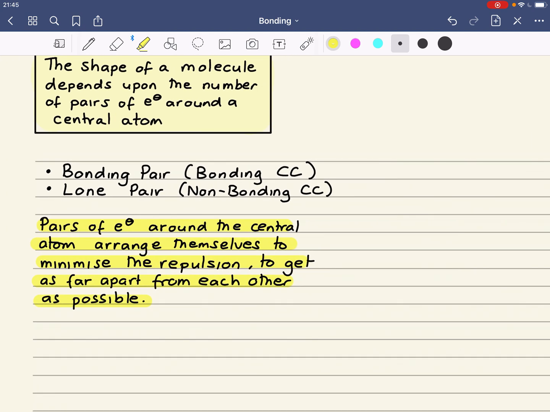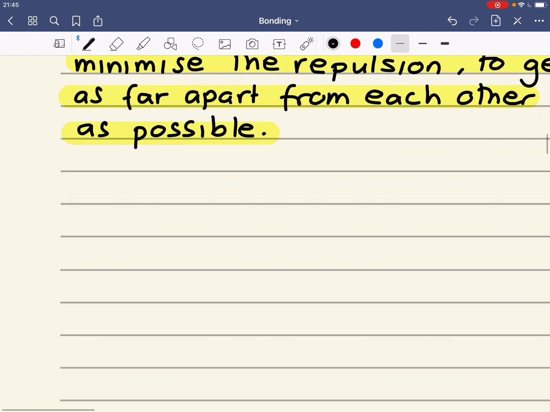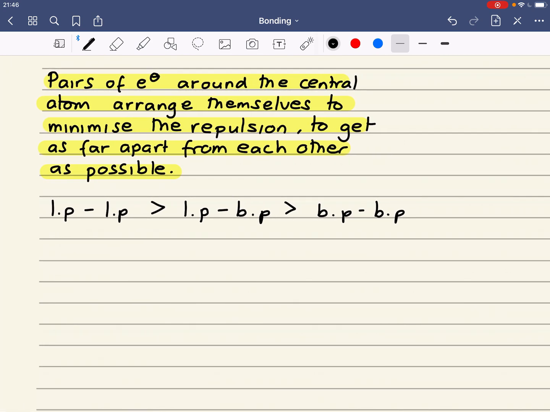Now, the repulsion between these pairs of electrons is not equal, and we do need to be aware that the maximum repulsion comes between two lone pairs. Lone pair repulsion is the greatest, and that is bigger than a lone pair bonding pair, which is bigger again than two bonding pairs. So two bonding pairs repel each other the least, then a bonding pair and a lone pair. The maximum repulsion is between two lone pairs, and this will affect the shape of the molecule. And what we're going to look at is shapes of the molecules, including the bond angles.